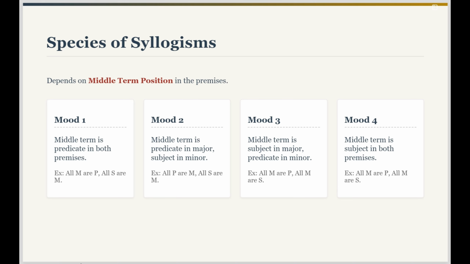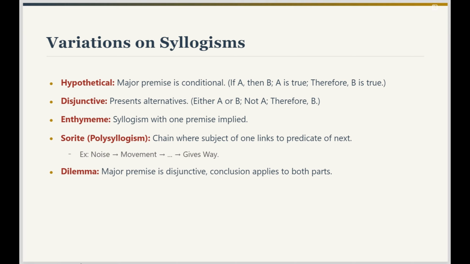2. Middle term is the predicate in the first premise and the subject in the second. 3. Middle term is the subject in the first premise and the predicate in the second, e.g., all M are P, all M are S. 4. Middle term is the subject in both premises, e.g., all M are P. These different arrangements give rise to different valid moods, like Barbara and Celarent in the first figure, which we saw in Euler's diagrams. The basic syllogism is just the starting point. Reasoning comes in many flavors.